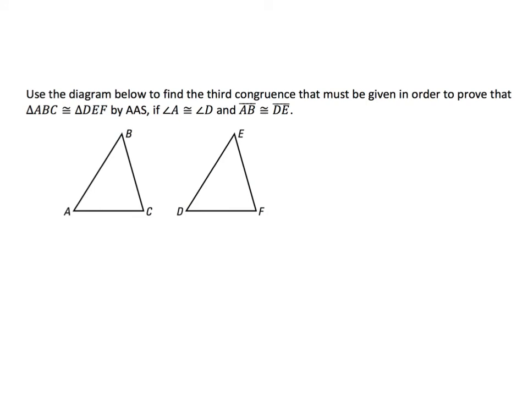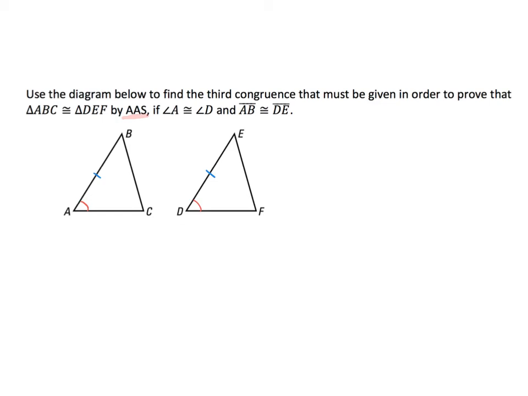For these two triangles, we're going to use the diagram to find the third congruence that must be given in order to prove that these two triangles are congruent by angle, angle, side, if we are given that angle A is congruent to angle D and side AB is congruent to side DE. Again, if you need to pause the video while you work through this, please do.